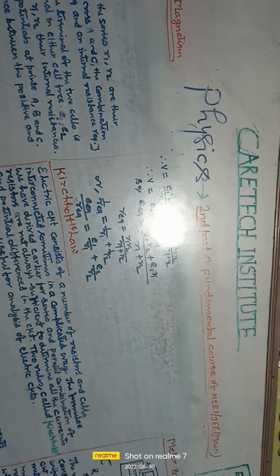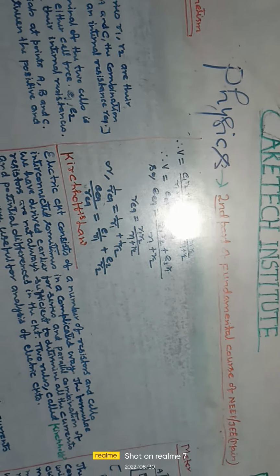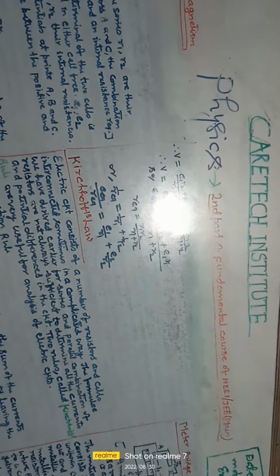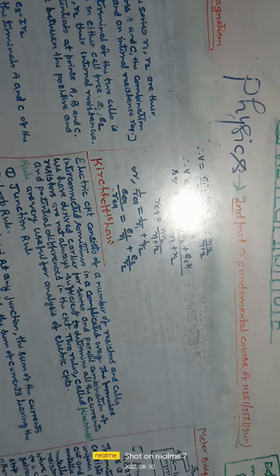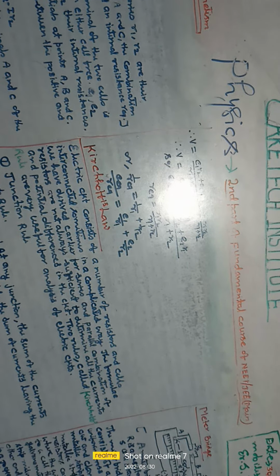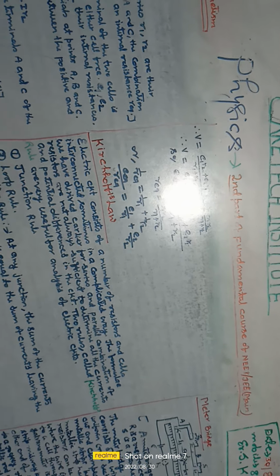Therefore E equivalent equals (E1 R2 plus E2 R1)/(R1 plus R2) and R equivalent equals R1 R2/(R1 plus R2). Therefore 1/R equivalent equals 1/R1 plus 1/R2, and E equivalent/R equivalent equals E1/R1 plus E2/R2.